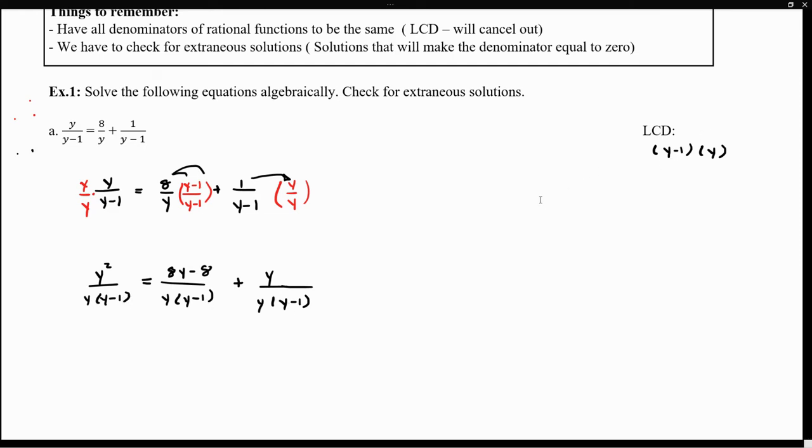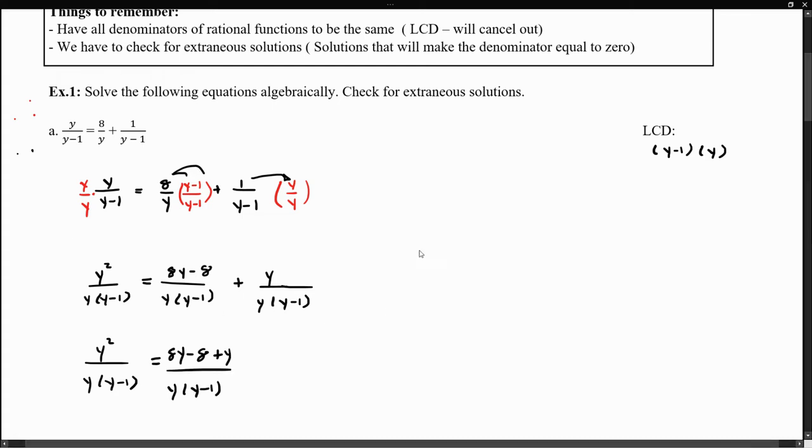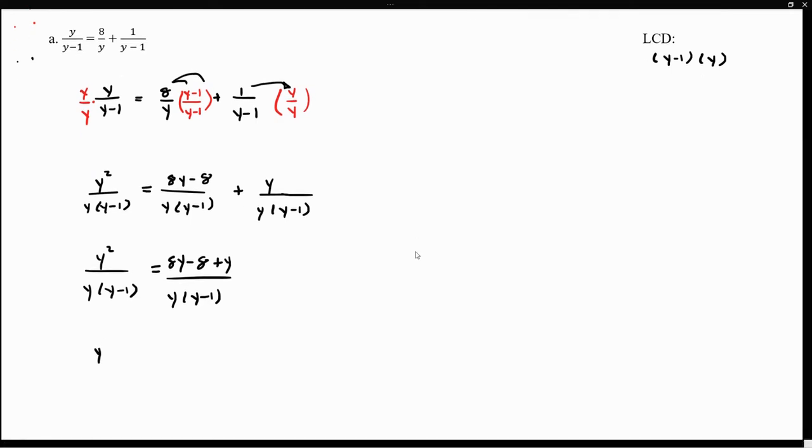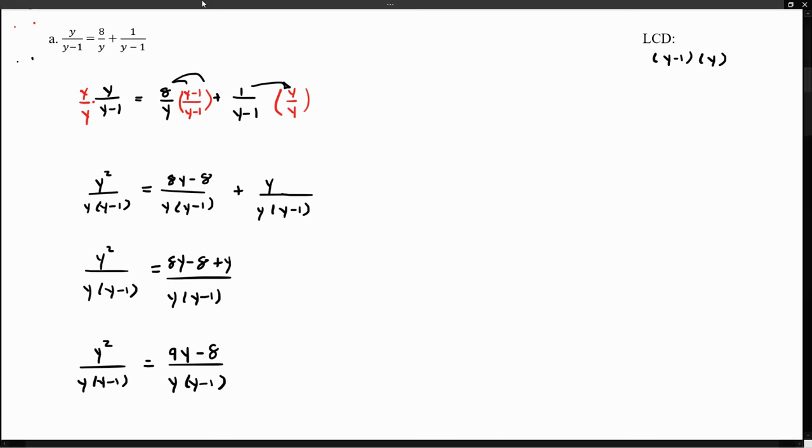Once I have that, I want to simplify this as much as possible. Now I can see that on the right-hand side, I have the same denominators. So I can just combine the numerators. I'm going to have 8y minus 8 plus y all over y minus 1. Let me simplify this a little further. Now this becomes y squared over the denominator y times y minus 1, equals, combining like terms, 9y minus 8 all over y minus 1. And this is good, because now that we have it in this form, it is here where my denominators are going to cancel out.